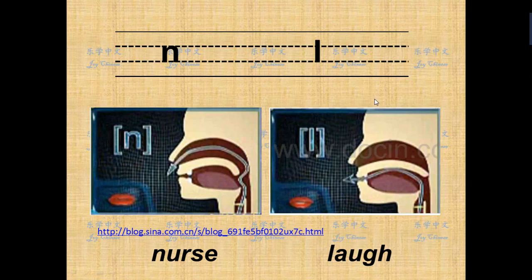For l, you put your tongue almost at the same place as when you pronounce n, but let the air flow through your mouth, not the nose. And your lip opens a little bit more than when you pronounce n. So let's say l, and this pronunciation is quite similar to laugh. L. L.